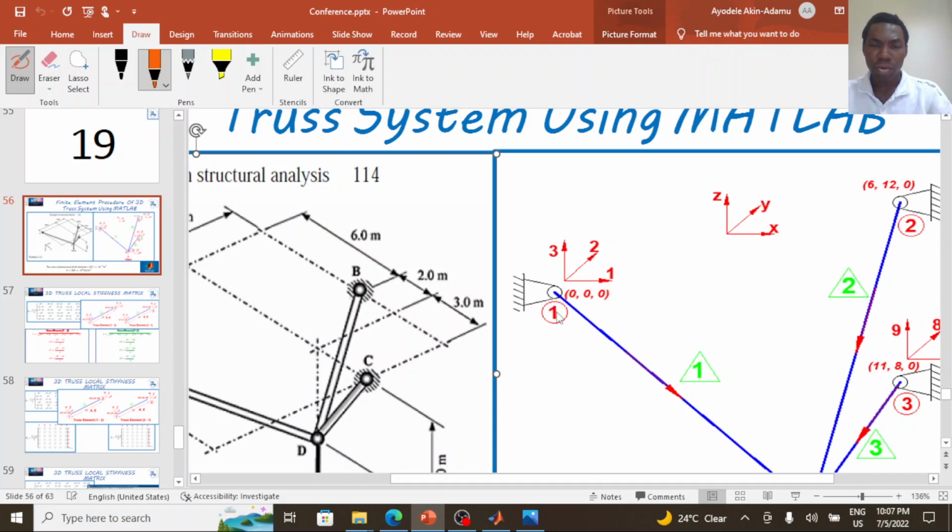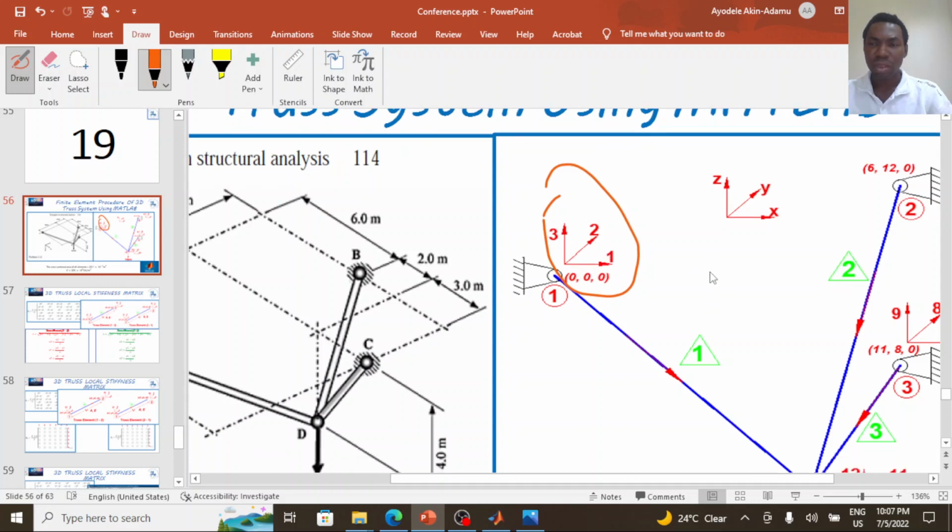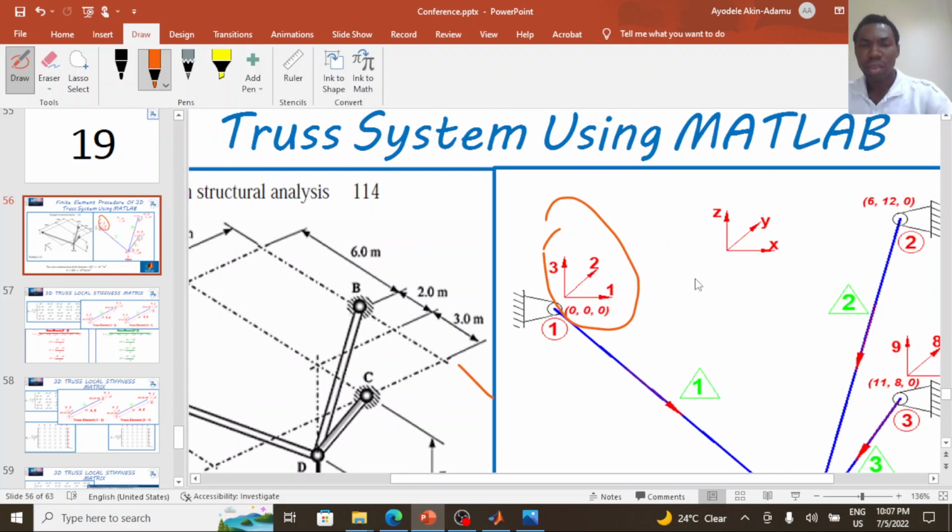at this node, which I call node 1, we have 3 degrees of freedom, in the 3 coordinate directions. Degrees of freedom 1, 2, 3.